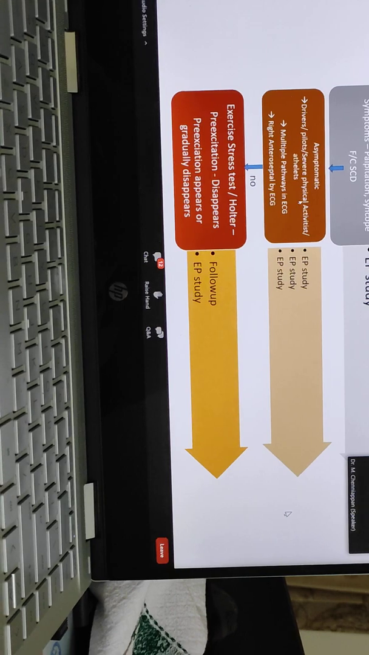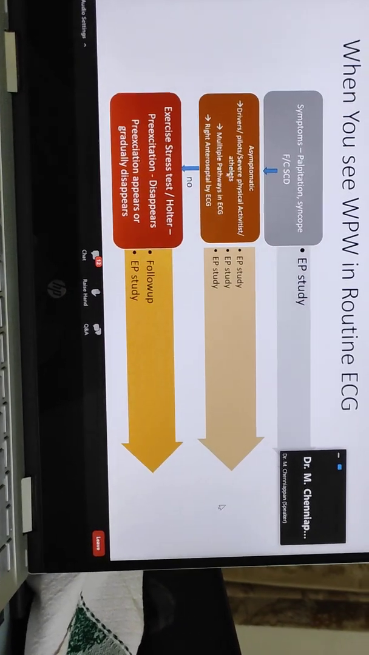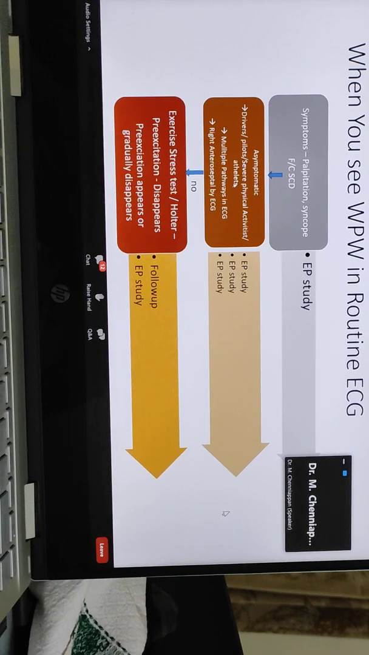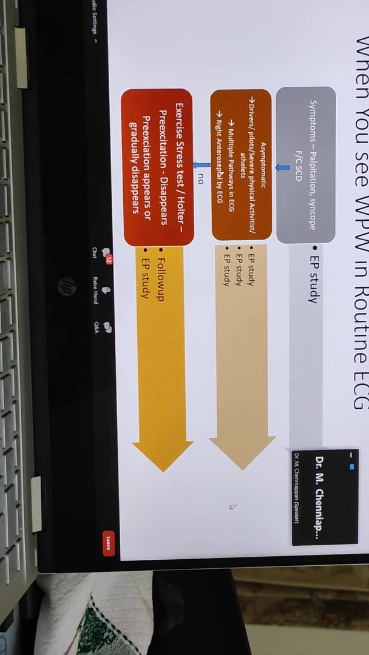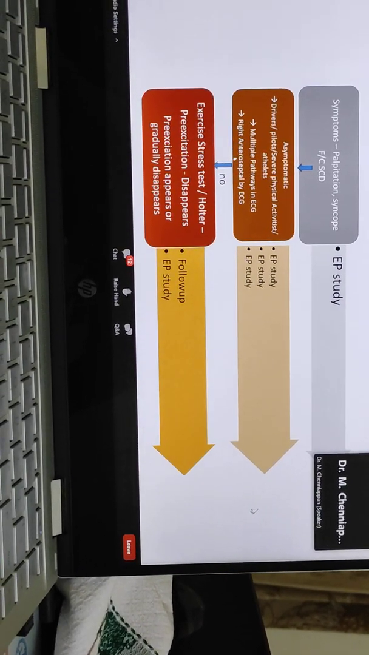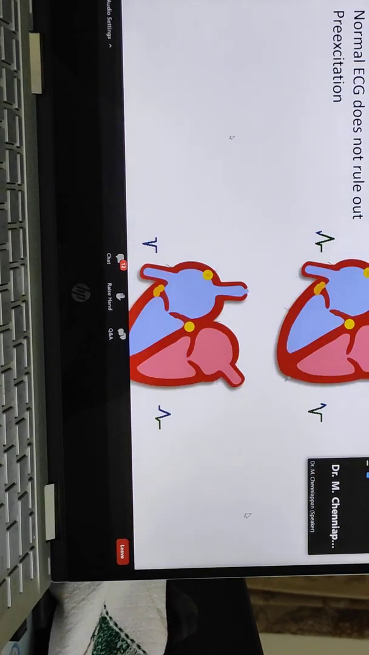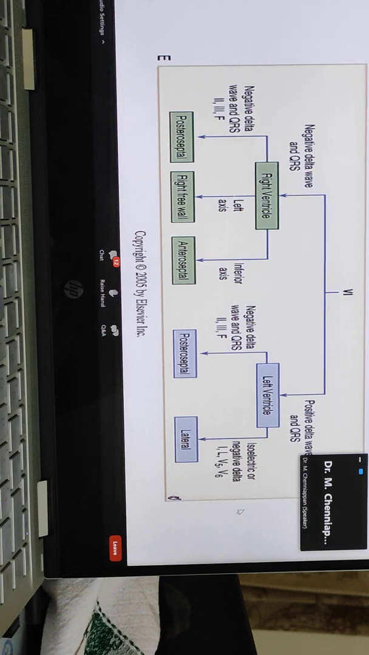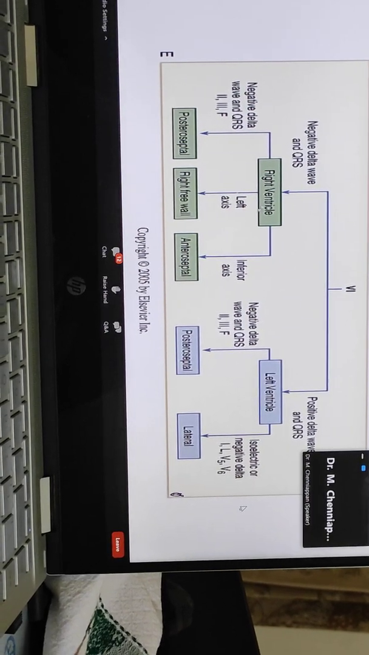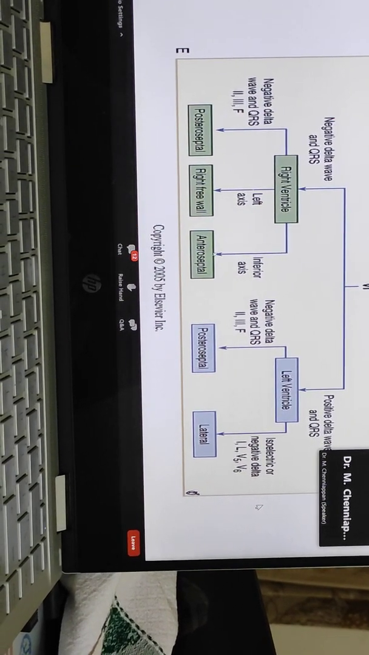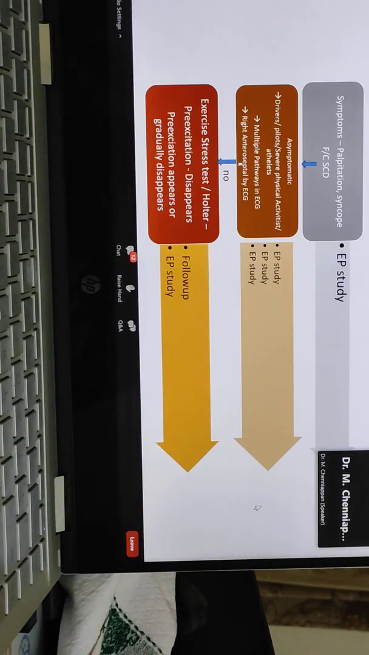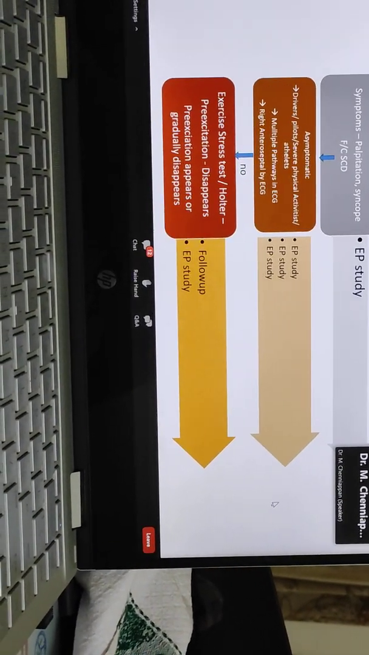When the patient is planning severe physical activity, or is an athlete, then also they must go for EP study and RF ablation. When you have multiple pathways, the most dangerous pathway is the right anteroseptal pathway. How to diagnose a right anteroseptal pathway? I have a negative delta wave in V1, and my inferior leads are positive, so that is a right anteroseptal pathway. That is one of the pathways which can have a very short refractory period.